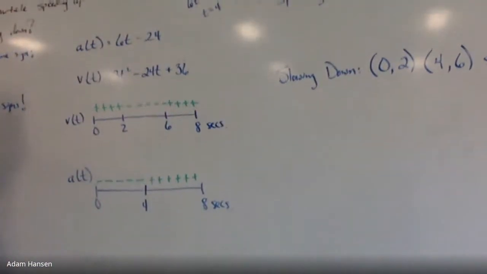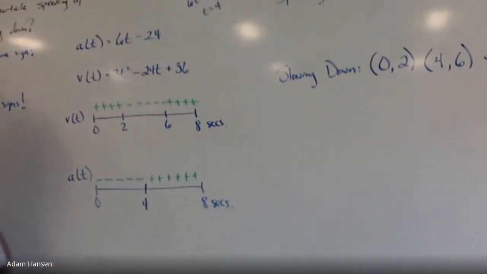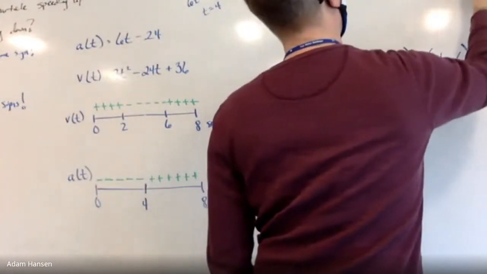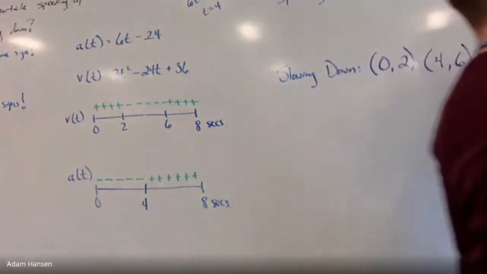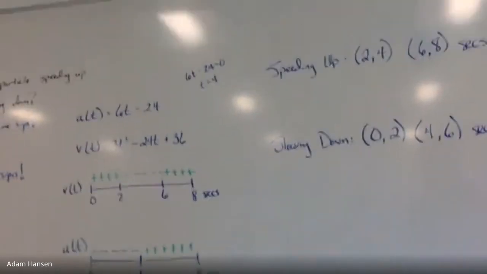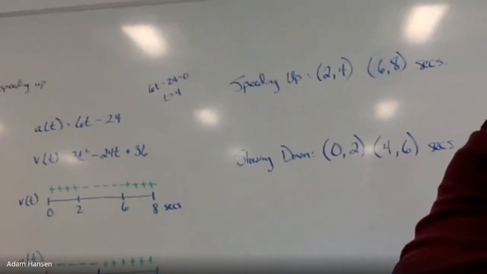And then lastly, I think 6 and 8, aren't they both positive again? Yes. This particle in motion has these relative speeds, speeding up and slowing down on these intervals. There we go. Now you can kind of see that better.